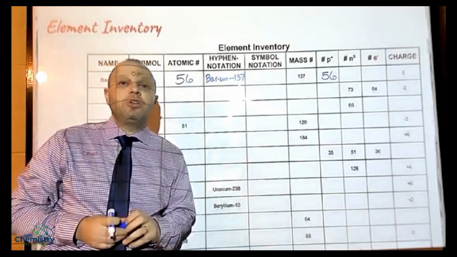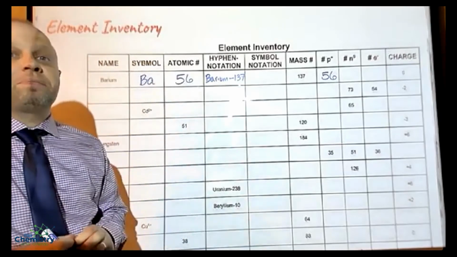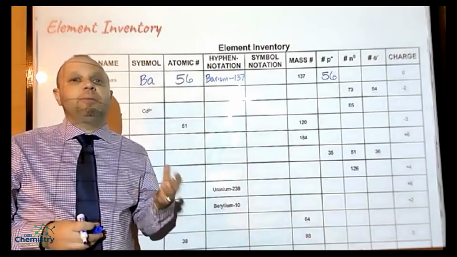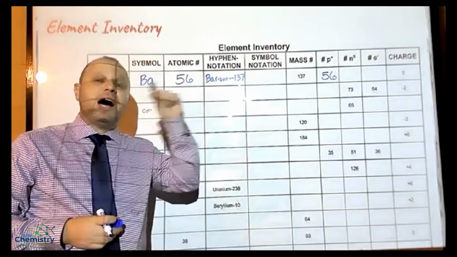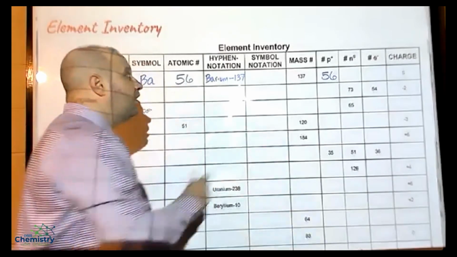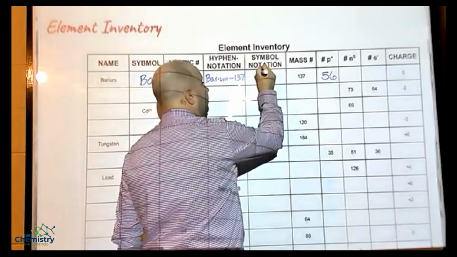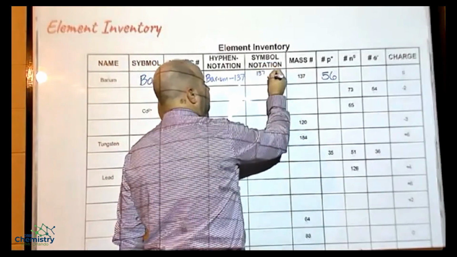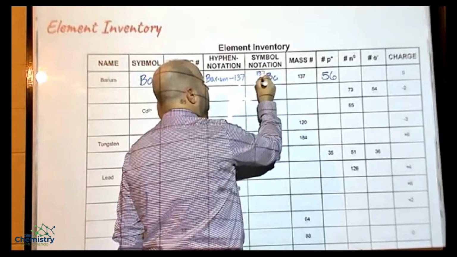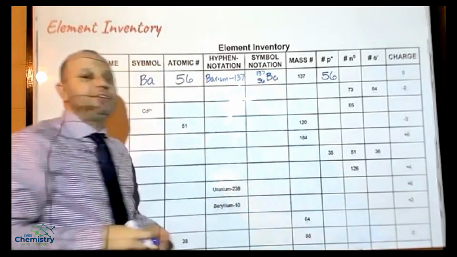Okay, the next thing that we're going to look at is the symbol notation. For the symbol notation, you don't use the element name, you use the element symbol. And then on the top, just like we saw with the hydrogen, deuterium, and tritium example, on the top we're going to have the mass. So it's going to be 137, right, barium here. And then down at the bottom, we're going to have 56.